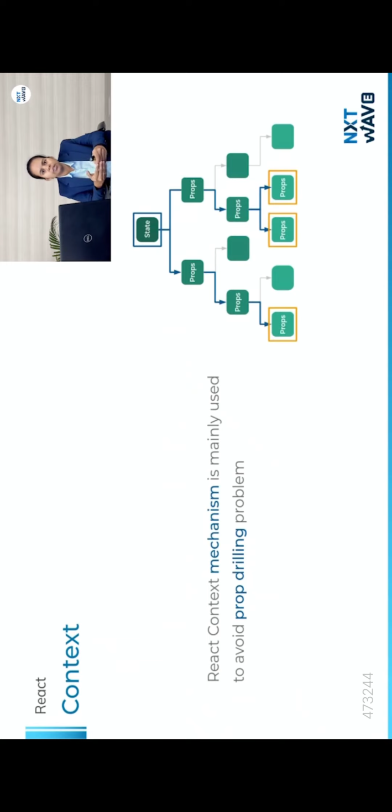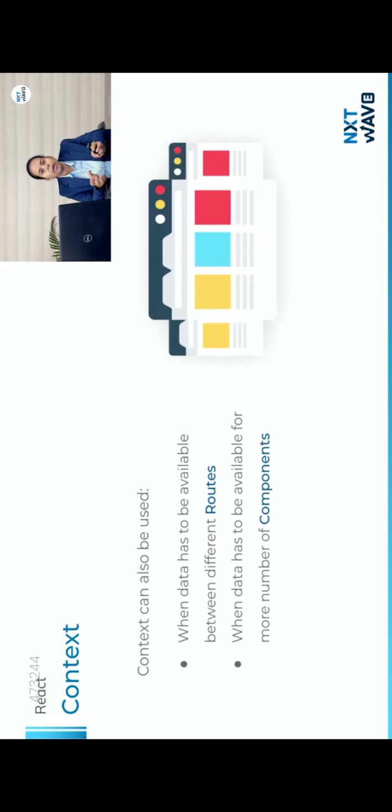So previously, we understood that context is a mechanism which is mainly used to avoid the prop drilling problem, right? Apart from this, we can also use context when some data has to be available between different routes, or when the data has to be available for more number of components. In such scenarios, we make use of context.